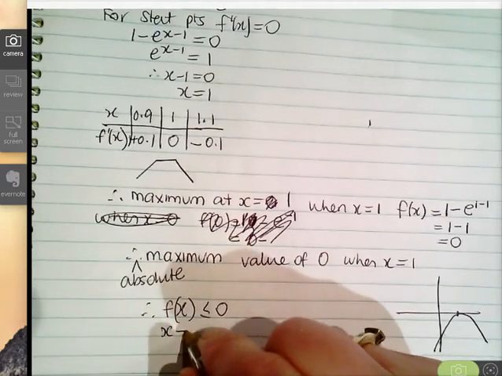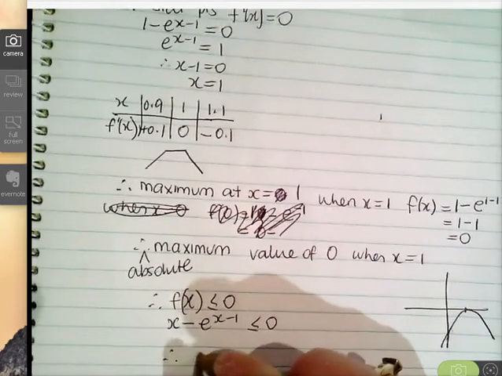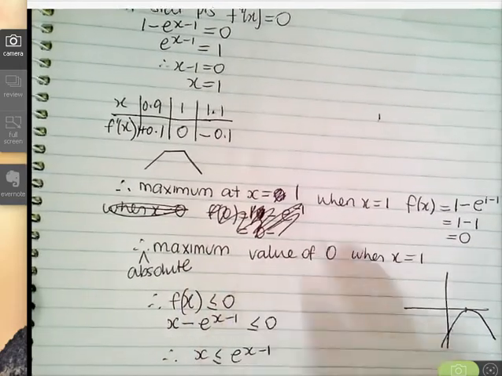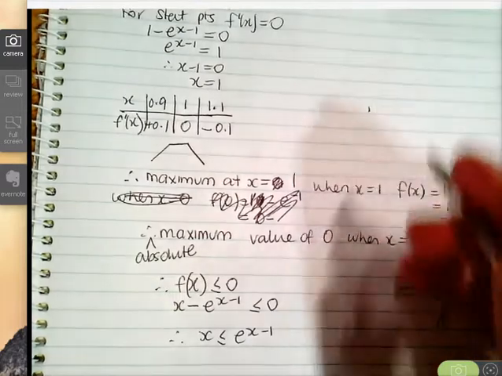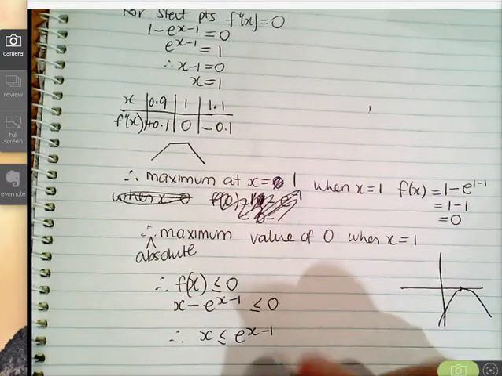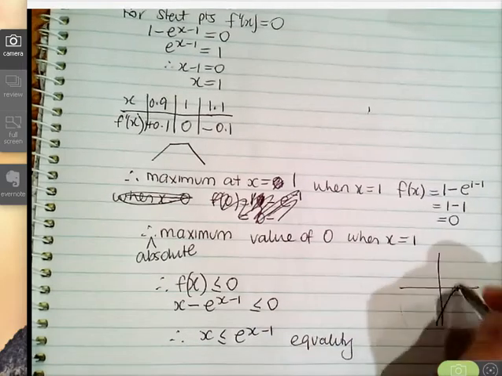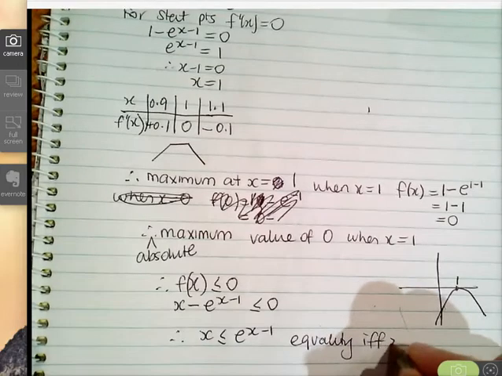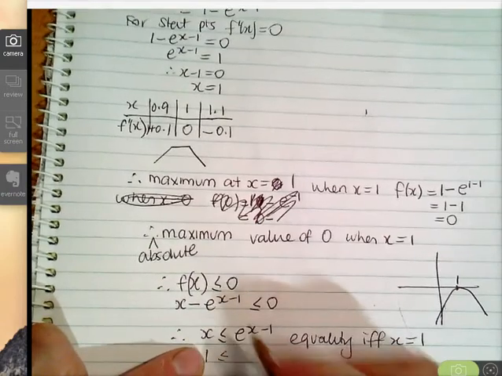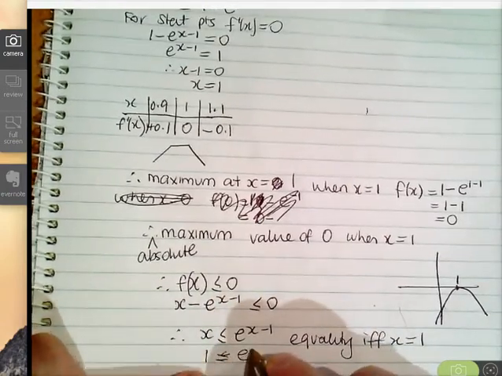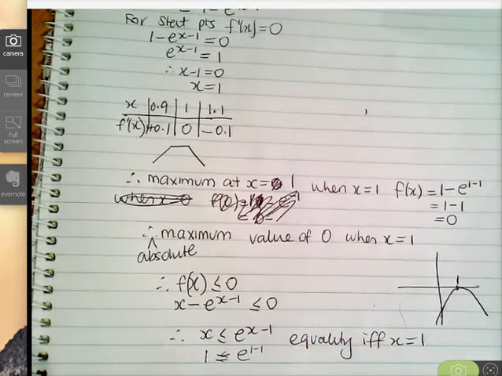Now, our function of x is x minus e to the x minus 1, which is less than or equal to 0. So therefore, x is less than or equal to e to the x minus 1 as required. You can also be asked when equality will hold, and we have equality if and only if x equals 1, because when x is 1, we get that 1 is equal to e to the 1 minus 1, which is e to the 0, which is 1.